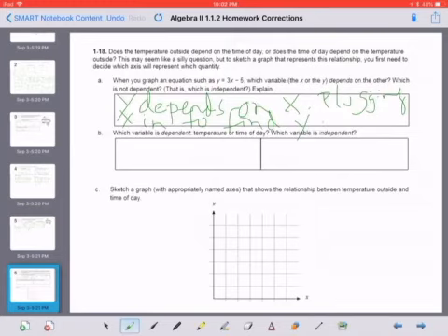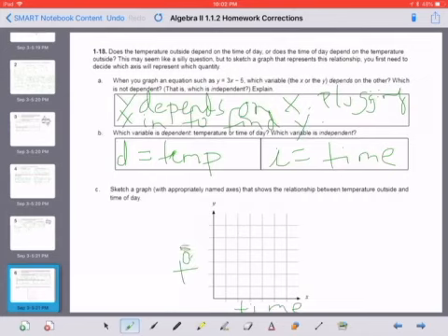So then it says, which variable is dependent, temperature or time of day, which variable is independent. So the dependent variable is actually going to be the temperature, because we're going to look for the time of day to find the temperature. So the independent variable is going to be the time. So if we were to sketch a graph of this, we would put the time down here, the temp off to the side, and I made my graph kind of look something like this, where the temperature is going kind of up and down. You could have made it a little straighter, but usually there's ups and downs in the temperature throughout the day.